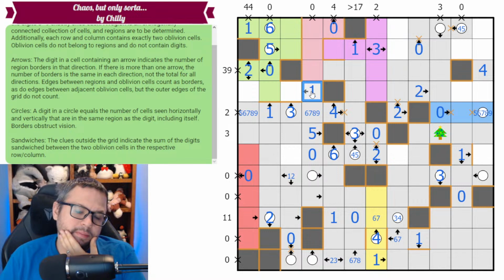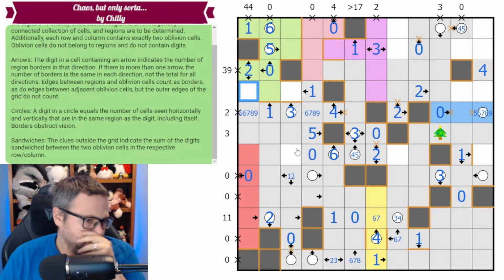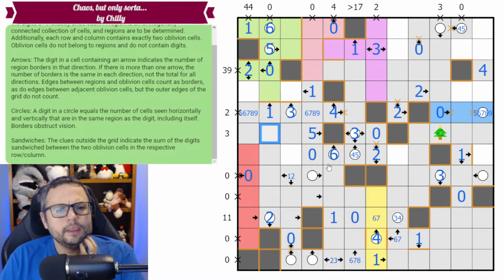This cell can't possibly be green, because if it was, then... Oh, no, it could be green if that cell was red. Only just.